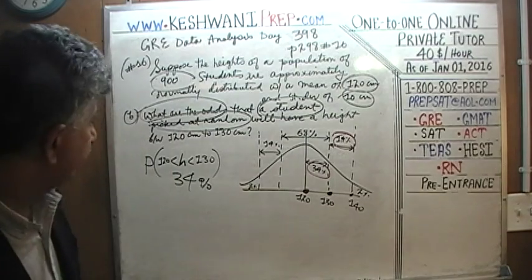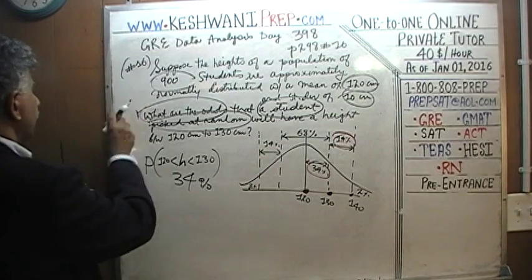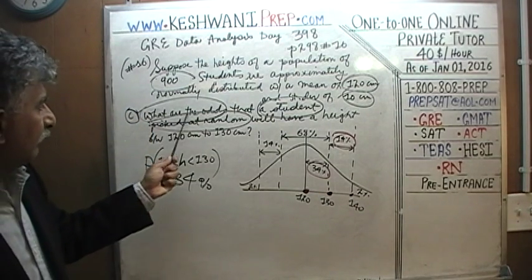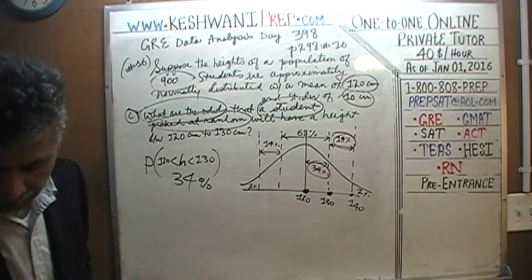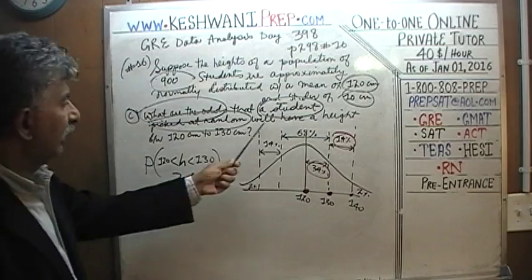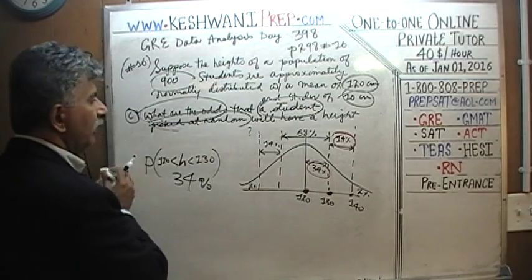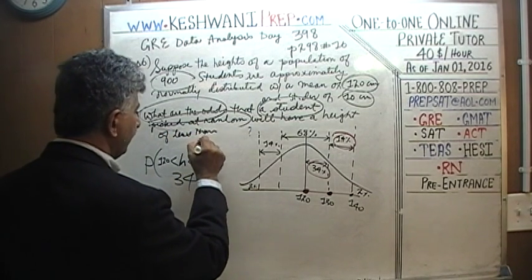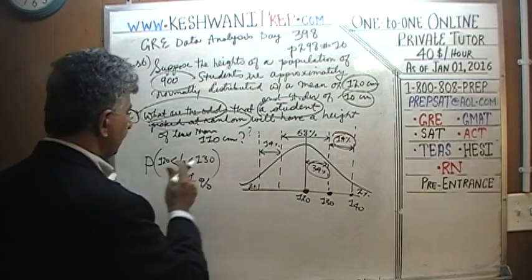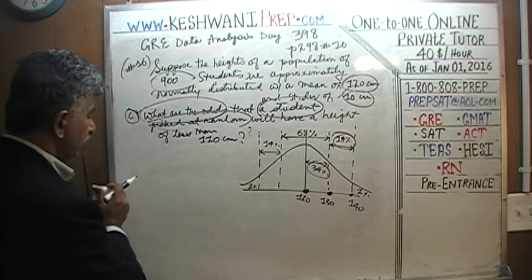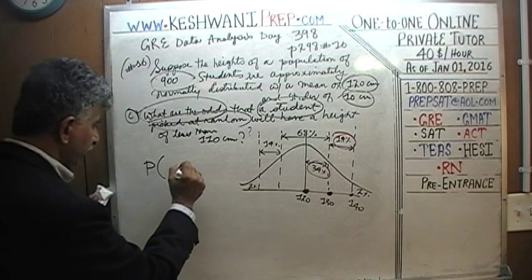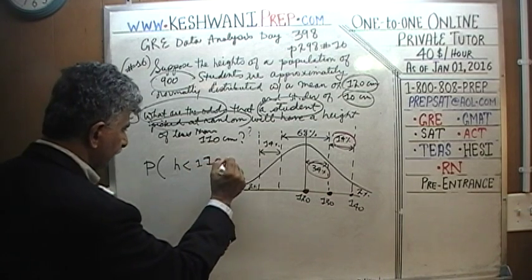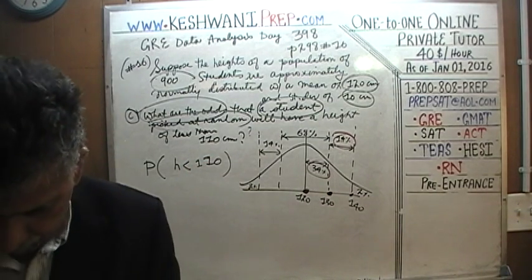Let's do one more. Part C says, what are the odds that a student picked at random will have a height of less than 110 centimeter? Well, how do we write it? The question is like this: what are the odds that a student picked at random will have a height of less than 110 centimeters? Well, what is 110?